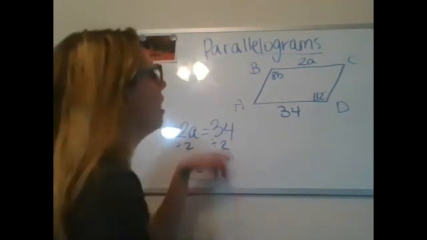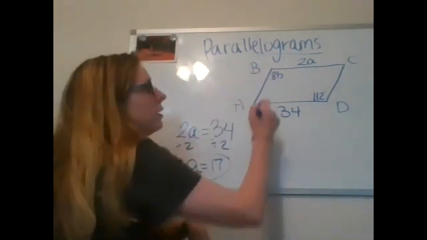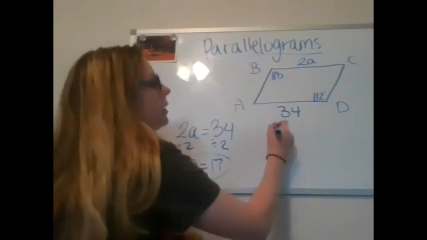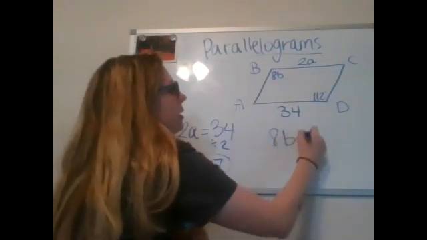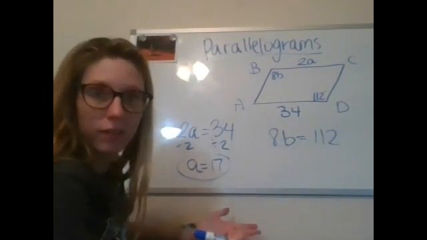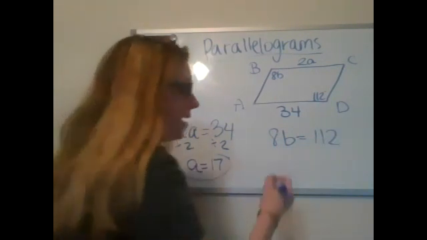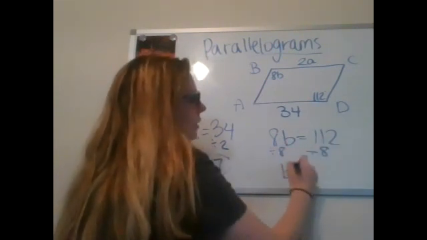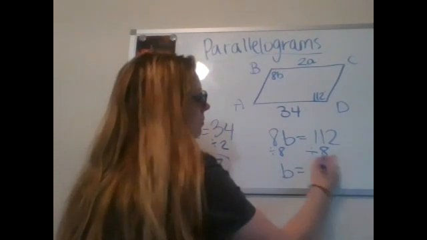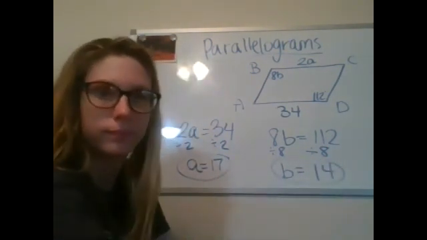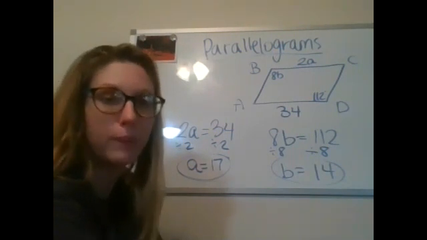Okay? Over here, to solve for b, I know that opposite angles are congruent. So again, I'm going to say that 8b equals 112. Now I can solve this equation by dividing each side by 8, and I will get that b equals 14. Okay? Remember, opposites are equal.